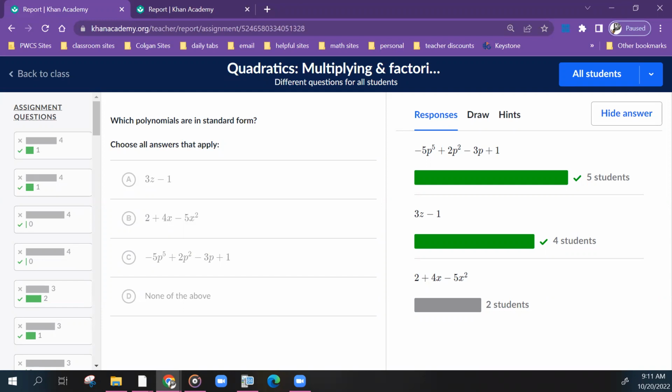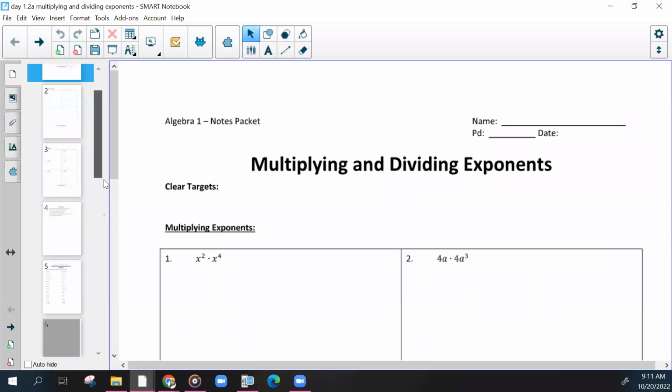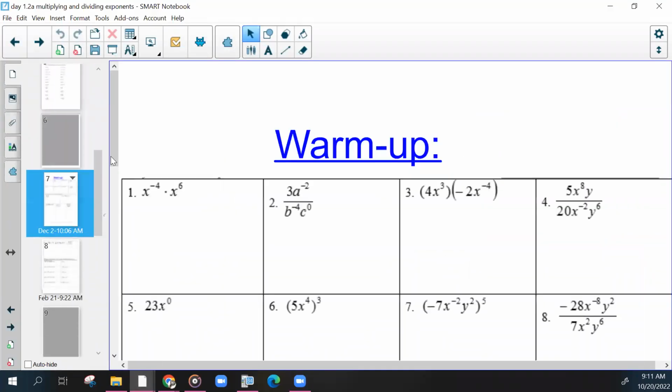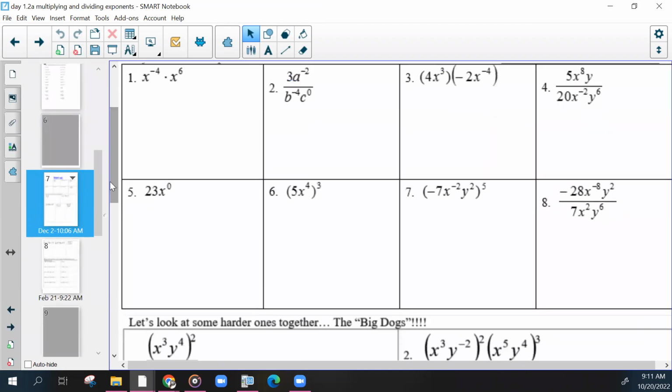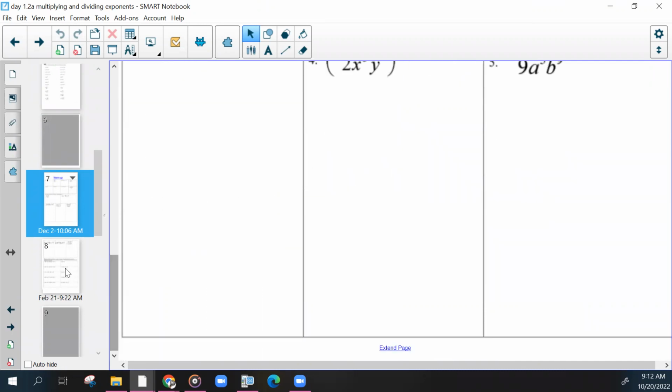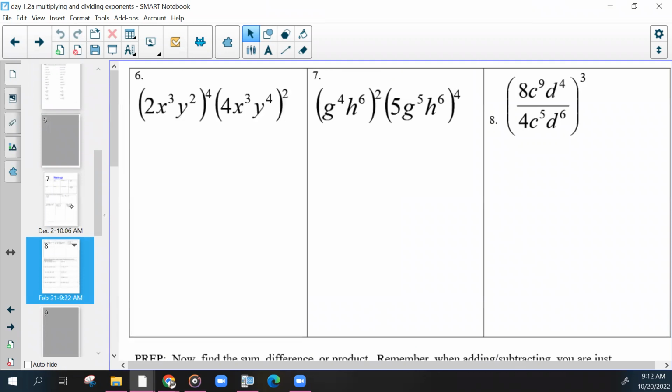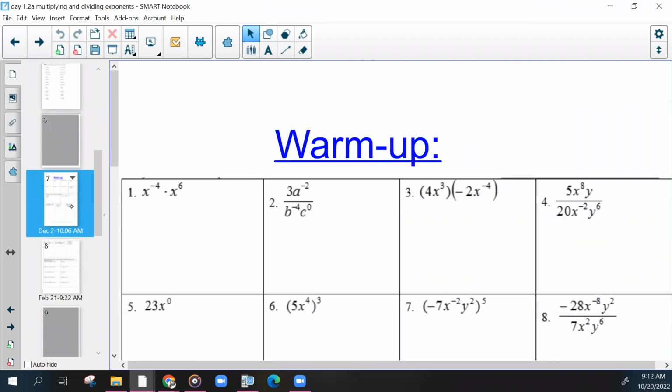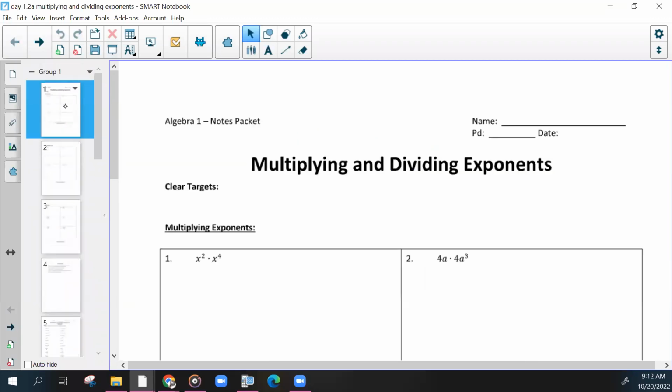And then we're just going to go through any questions you have in both sets of notes. So let's start with this one. You were supposed to watch the video for this, trying some of these problems. So looking at 1 to 8, do we have questions on any of those we want to go over, that didn't make sense, anything like that? So this is in the multiplying and dividing exponent notes.